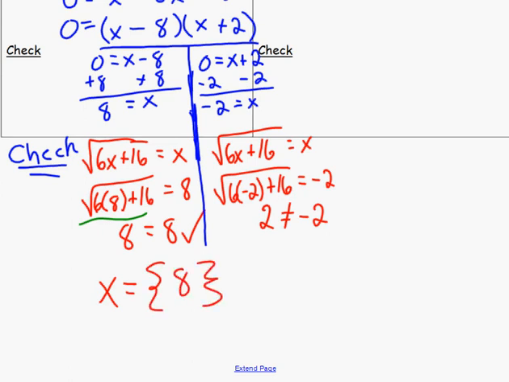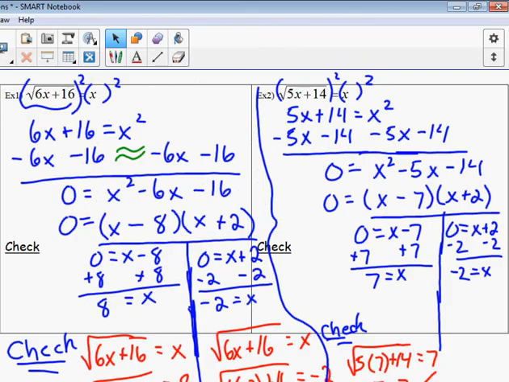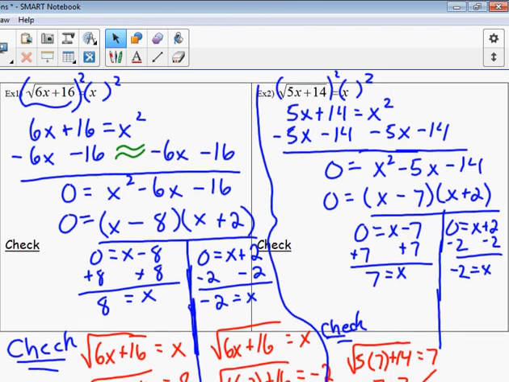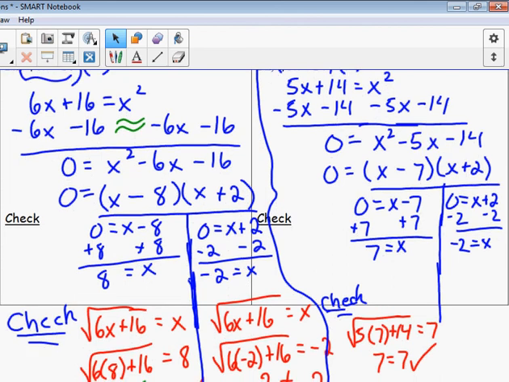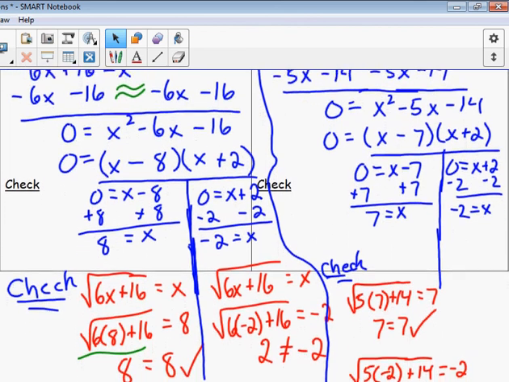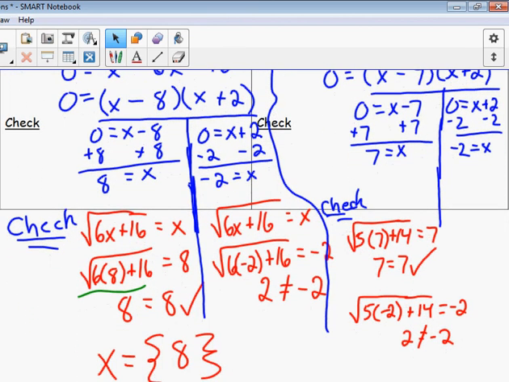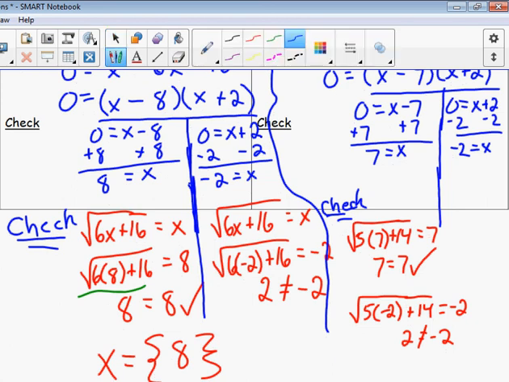So take a second and pause your video and try the next example. So hopefully that next example went fantastic. I'll scroll down here to show you what I ended up with. You can pause the video at any time if you need a little bit of extra time to copy it down. But I ended up here with x equals 7 checking out for me, and x equals negative 2 did not check out for me. So my final solution would just be x equals 7.